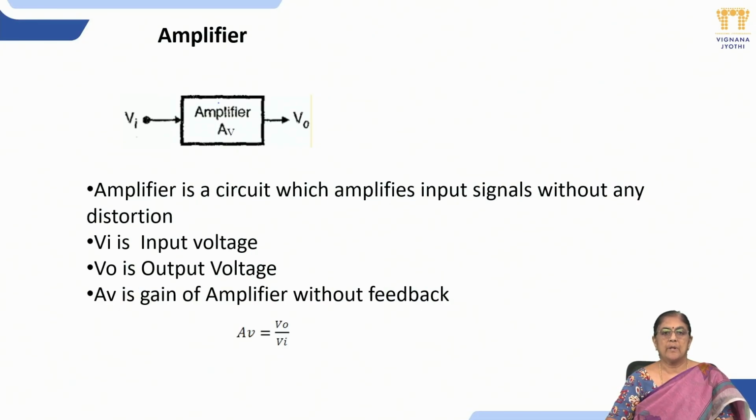So first we have to know the function of the amplifier. An amplifier is a circuit which amplifies input signals without any distortion. Vi is the input voltage of the amplifier, V0 is the output voltage of the amplifier, AV is the gain of the amplifier without feedback. Therefore, the voltage gain of the amplifier is defined as the ratio of output voltage to input voltage. AV is equal to V0 by Vi.